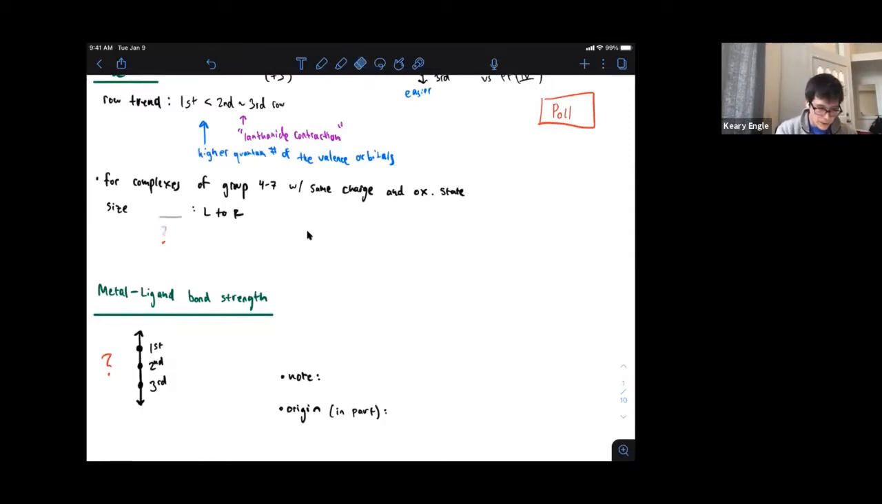And then one more trend here is that for complexes of group 4 to 7 with the same charge and oxidation state, size decreases.